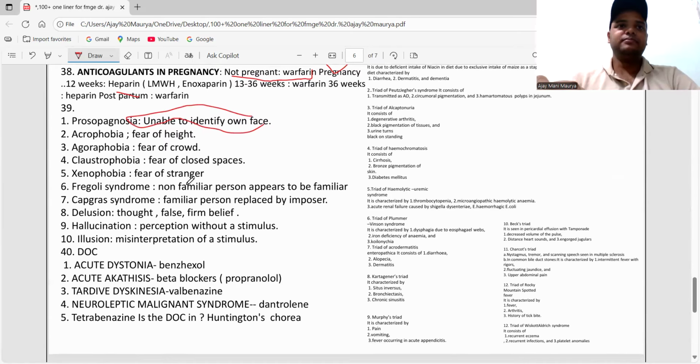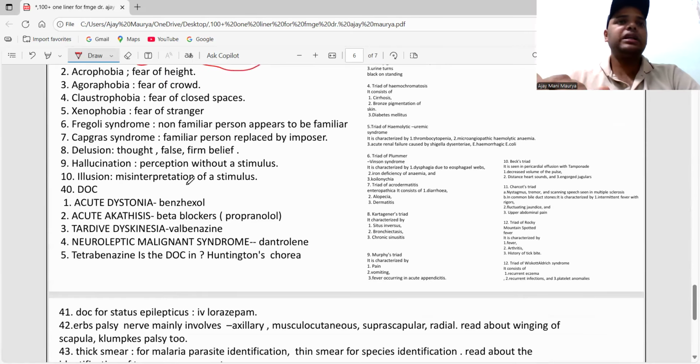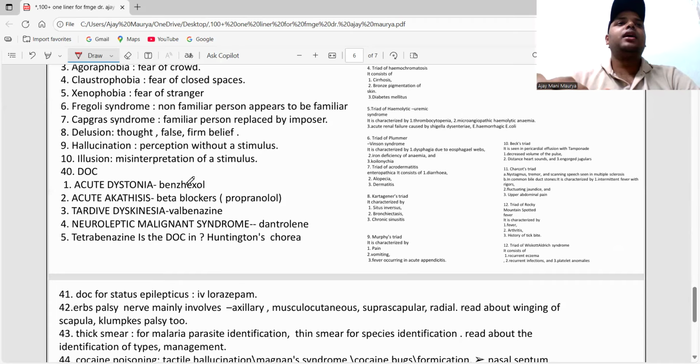Next one, drugs of choice for this one. For acute dystonia, benztropine. Acute akathisia, beta blockers, propranolol. Tardive dyskinesia, you can give valbenazine. For NMS, that is neuroleptic malignant syndrome.